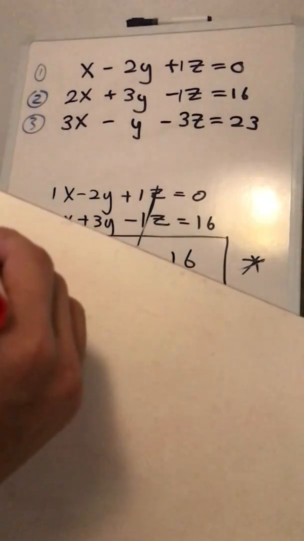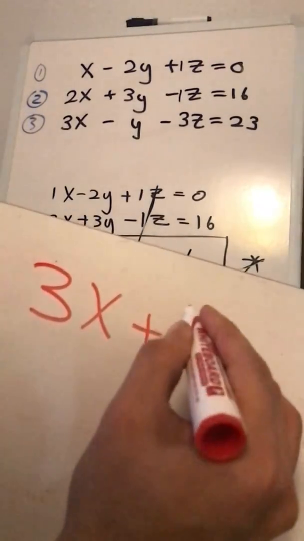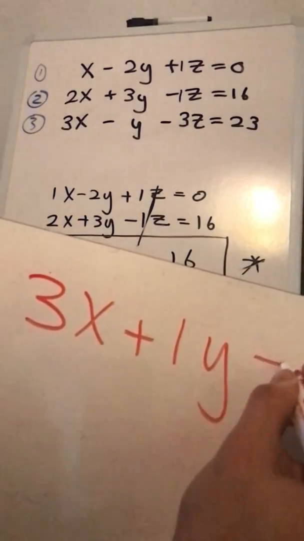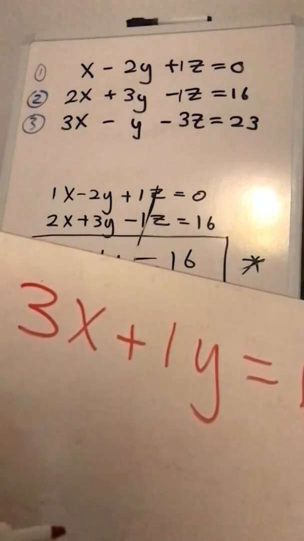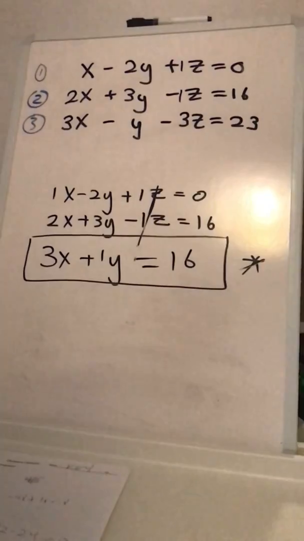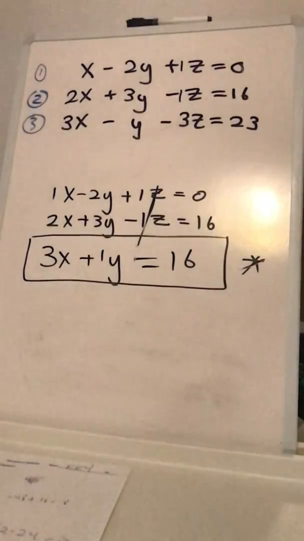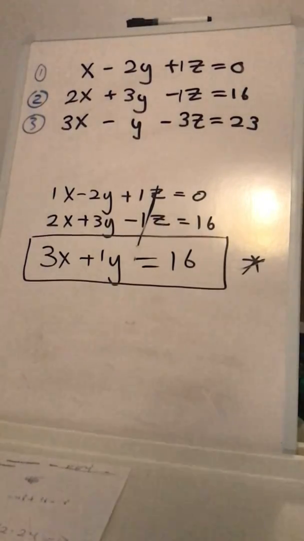My first star equation is 3x plus 1y equals 16. Now I have to find the second equation. To find it, last time we used 1 and 2, so there's one that we did not use. The one that we did not use was equation 3, so we're going to have to use equation 3 this time.